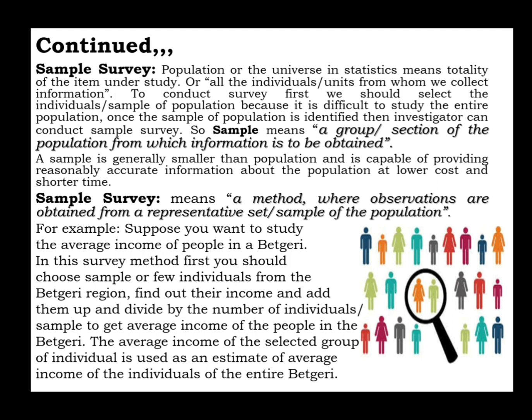The average income of the selected group of individuals is used as an estimate of the average income of the individuals of the entire region. After getting the average income of the selected group, we can use it as an estimate for the entire region. So this is what a sample survey is. I repeat, a sample survey is the method where observations are obtained from the representative units or sample of the population. Hope you are getting what I am saying.